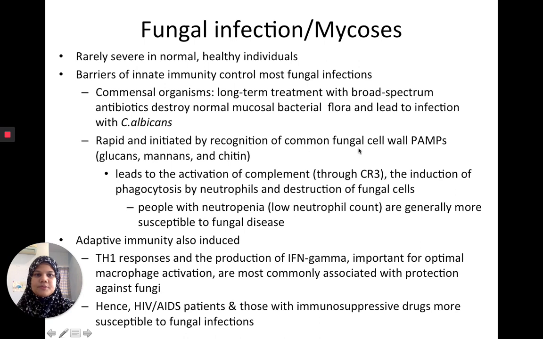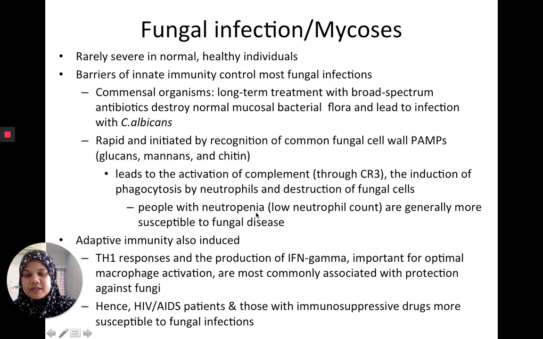So, for example, there will be recognition of the fungal cell wall pathogen-associated molecular patterns, the PAMPs, and then this will activate the complement system and also induce phagocytosis by neutrophils, and then the fungal cells will be destroyed. And because the neutrophils play a key role with fungal infections, people with neutropenia, which means they don't have a lot of neutrophils or have lower than normal, are more likely to get fungal disease.